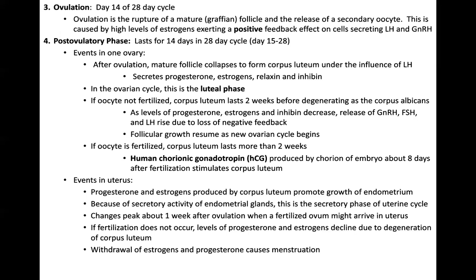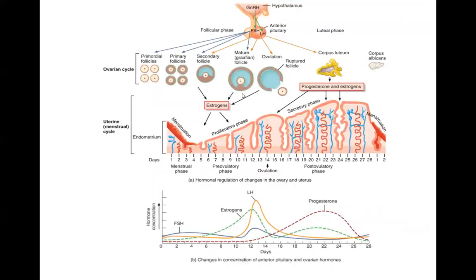Progesterone and estrogens produced by the corpus luteum promote further growth of the endometrium. Because of the secretory activity of the endometrial glands, we call this the secretory phase with regards to the uterine cycle. Changes peak about 1 week after ovulation when a fertilized ovum might arrive in the uterus. But if fertilization does not occur, the levels of progesterone and estrogens decline because of the degeneration of the corpus luteum. And I would highlight this last thing: withdrawal of estrogens and progesterone causes menstruation to start back over.